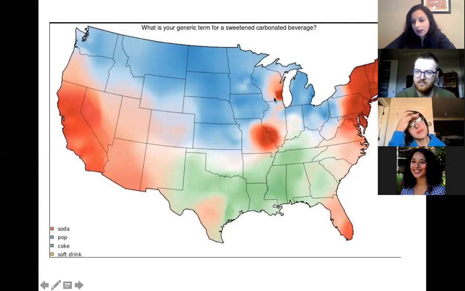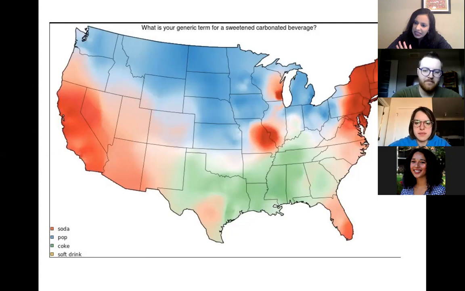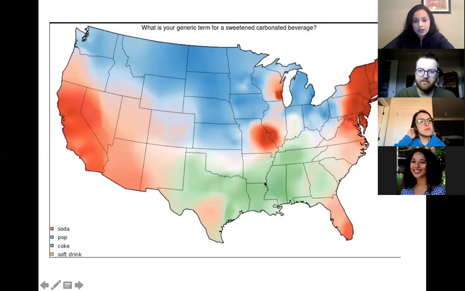This is probably Chicago, or no? Is that further up north? This red pocket right here? Yeah, I think that's Chicago. Okay, so maybe there's a distinction between a big city versus smaller places. I don't know, the majority of the bigger cities are all red, but obviously Texas has a lot of big cities. So I'm not sure about that. So green is Coke basically, and yellow is soft drink. And I'm not seeing any yellow in this map.